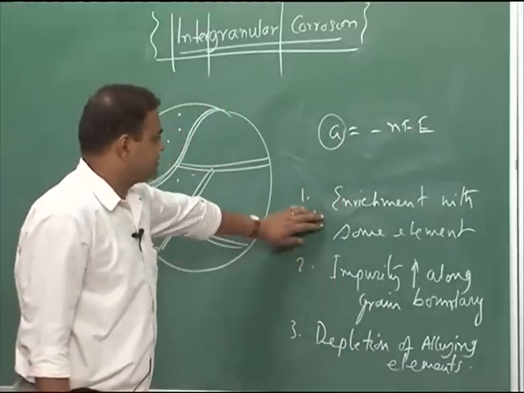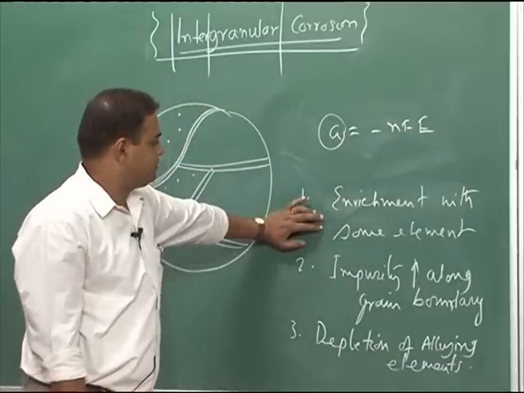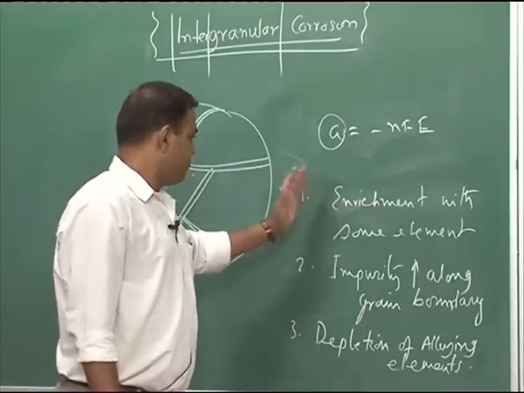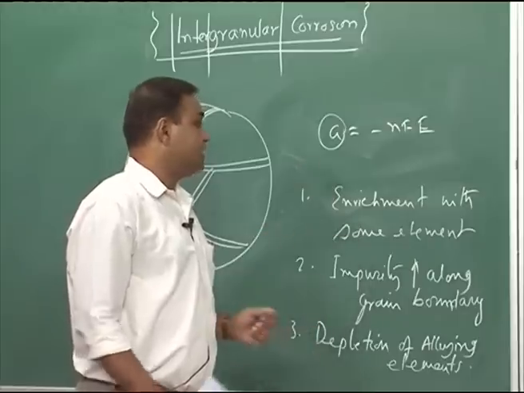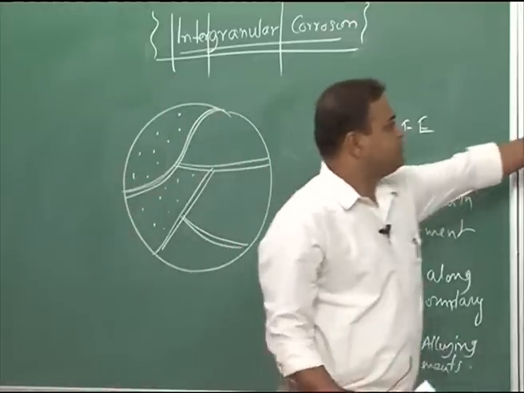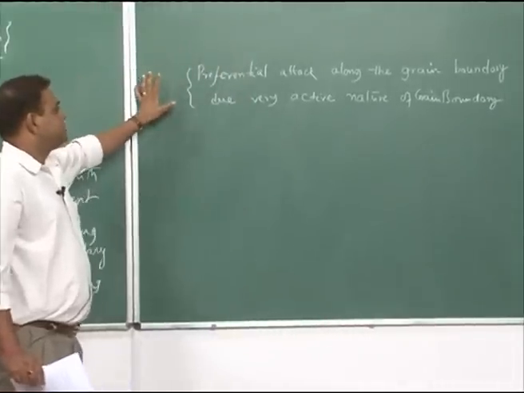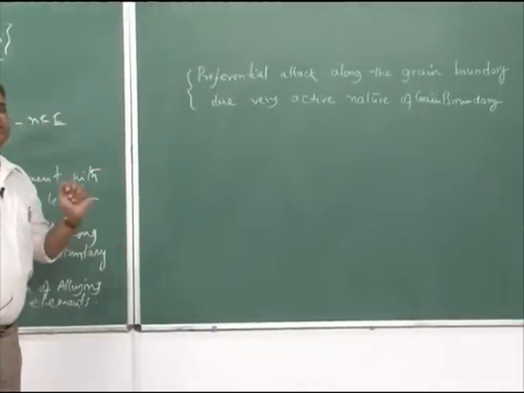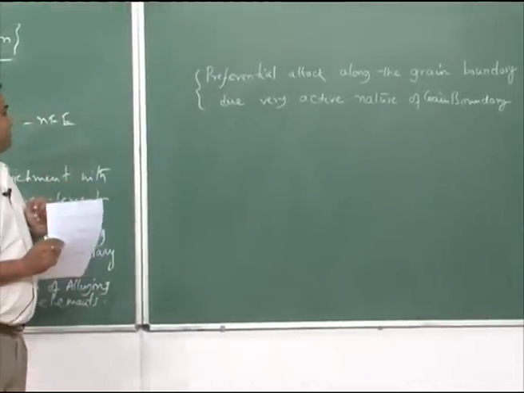Now, let us see some examples of these three main criteria where we have this grain boundary attack, preferential attack. And preferential attack means the rest of the material will not get attacked much, only the grain boundary part will be attacked.